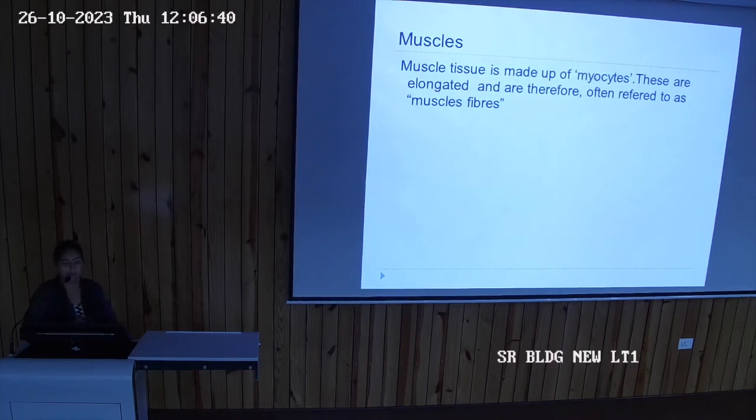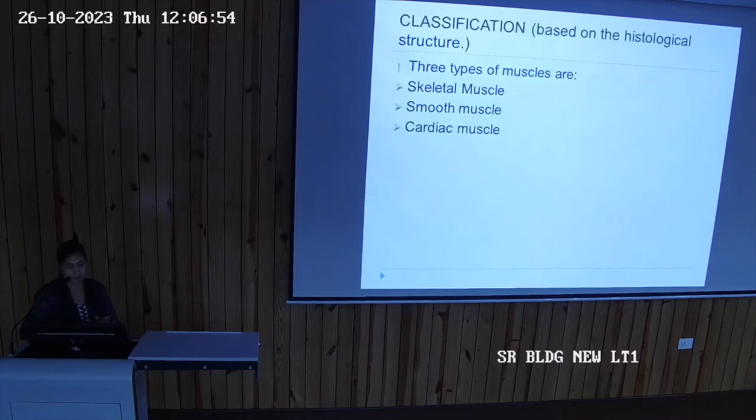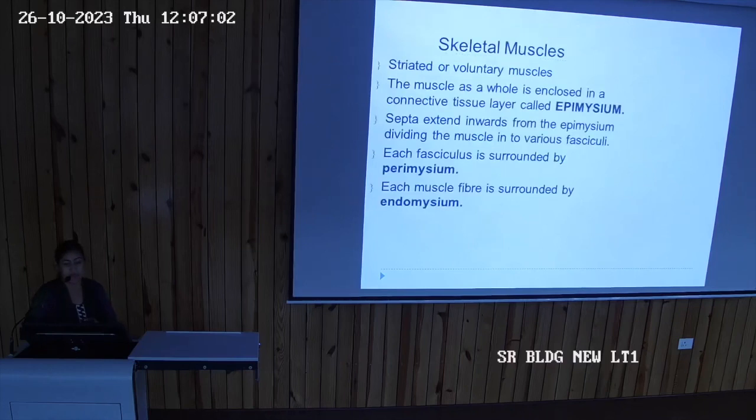They are not under our control. The individual cell of the muscle tissue is specially known as a myocyte. And what is the structure of that myocyte? It is an elongated fiber. So these are the classifications on a histological basis: cardiac muscle, smooth muscle, and skeletal muscle. Now how will we differentiate all these three types of muscles?